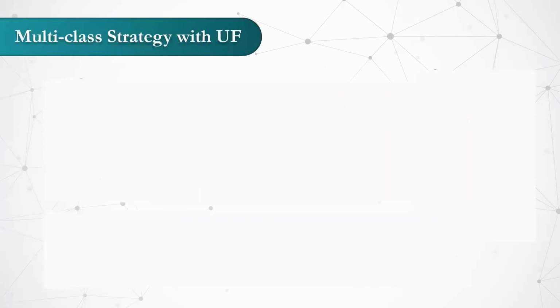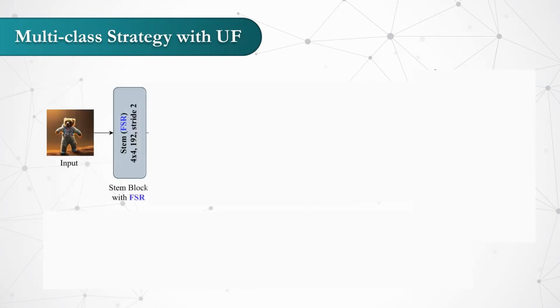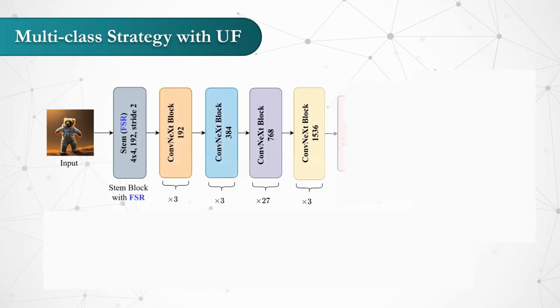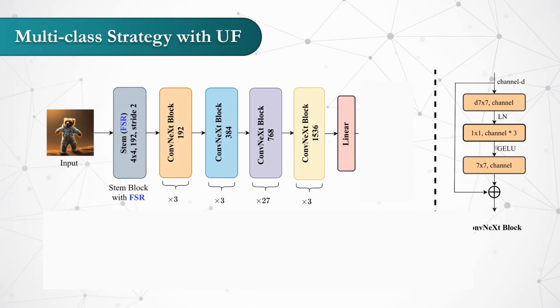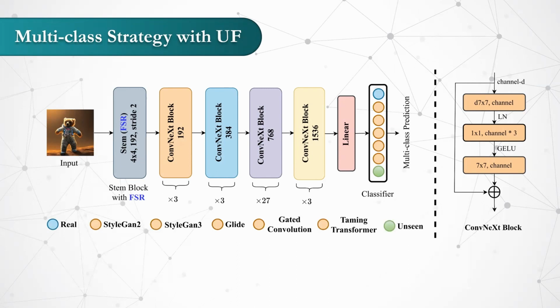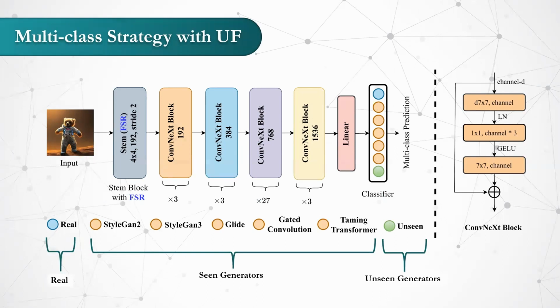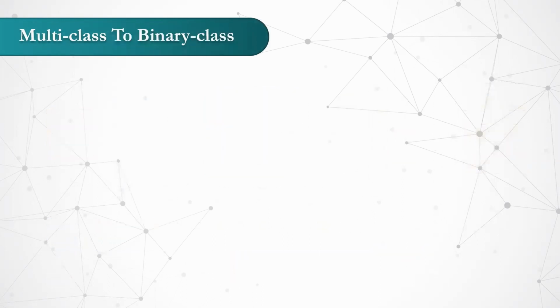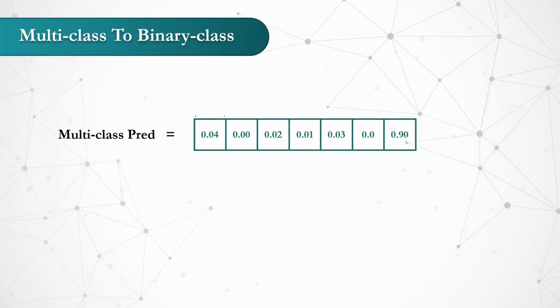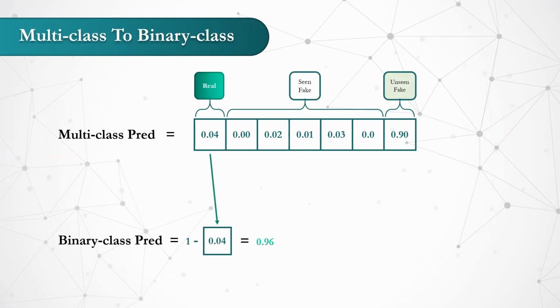Now let's delve into how our multi-class strategy with an extra class for unseen generators operates. Initially, the input image passes through the stem block with filter reduction, then through the subsequent feature extraction layers. The extracted features are then employed by the multi-class classifier for prediction. These classes can be categorized into three groups: real, seen, and unseen generator. Our proposed method ensures the model's ability to detect images from unseen generators, thereby improving its generalizability. Then the predicted multi-class label is transformed into a binary class, taking the complement of the real class prediction.